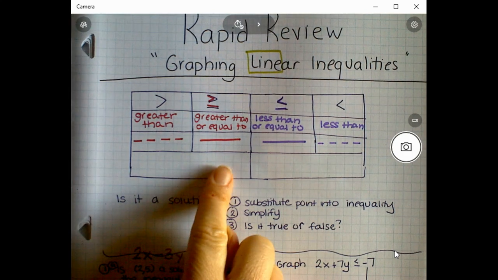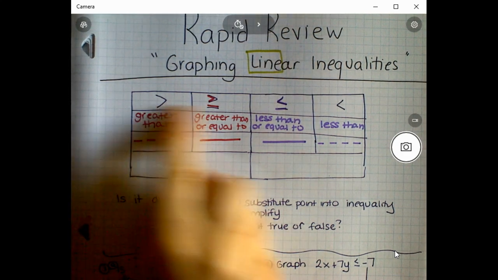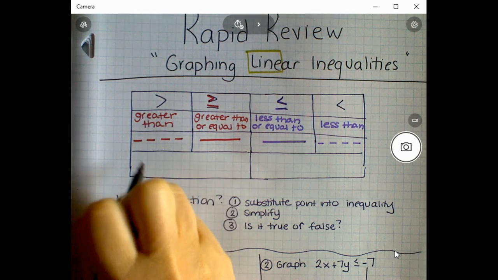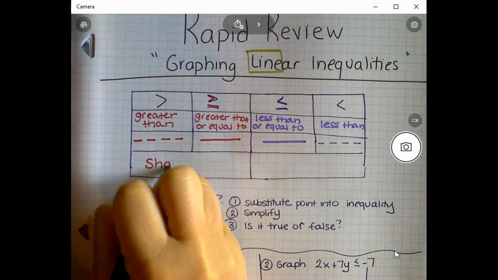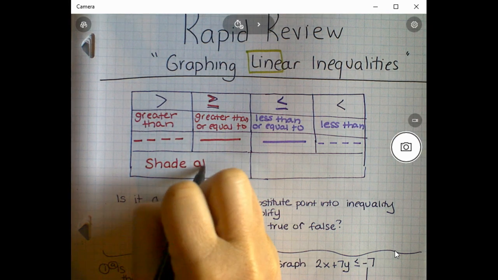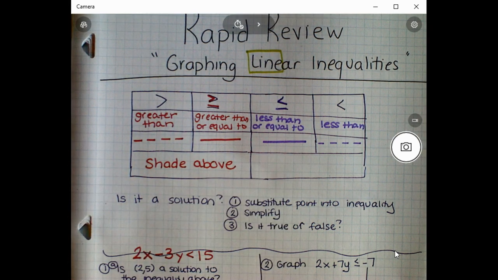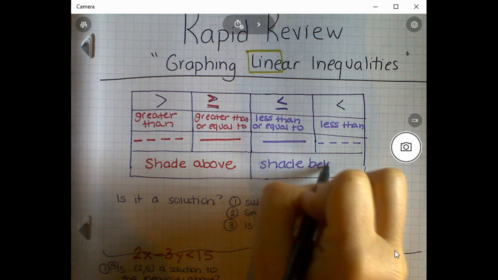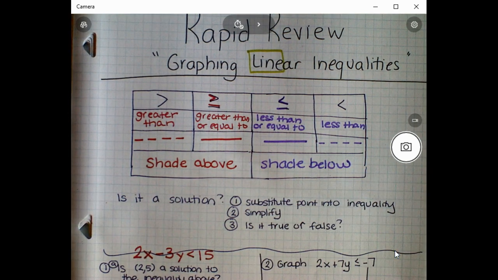Okay, and last part. If it is a greater than inequality, you're actually going to shade the graph. You're going to shade above for greater than. For less than, you're going to shade the graph below. All right, so that chart should be pretty helpful to refer to later, so you may want to pause the video and write it down.